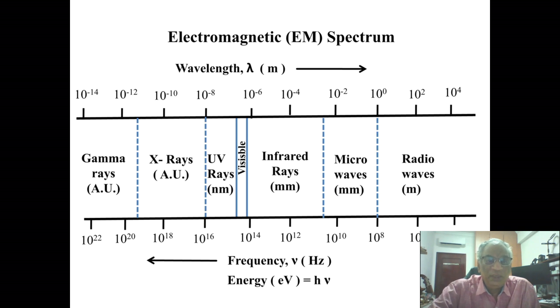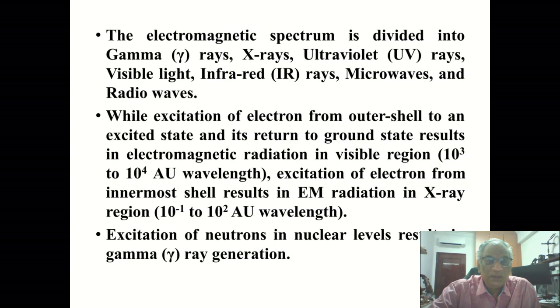This electromagnetic spectrum is divided into gamma rays, X-rays, ultraviolet rays, visible light, infrared, microwaves and radio waves. Excitation of an electron from the outer shell to an excited state and its return to the ground state results in electromagnetic radiation in the visible region, with wavelength in the region of 10^3 to 10^4 angstrom units.